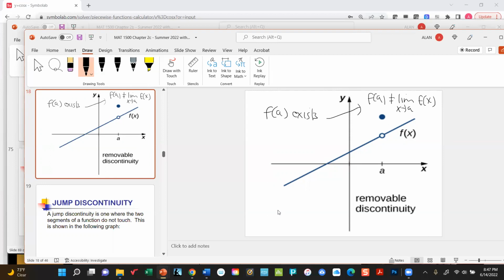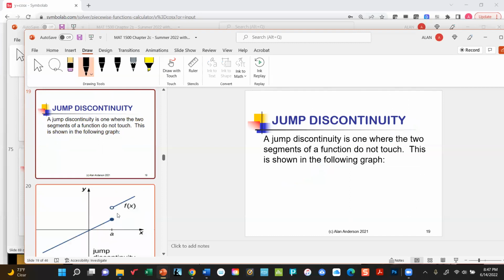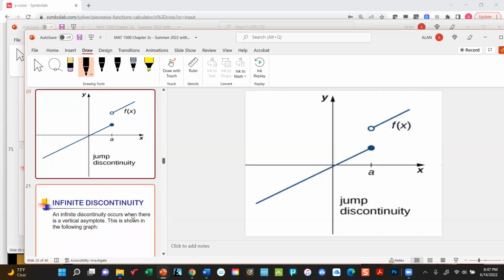But we have this problem. The jump discontinuity is where the function is actually in two distinct pieces or segments. That would be this case. And of course, the problem here is that the limits are different coming from the left and the right.